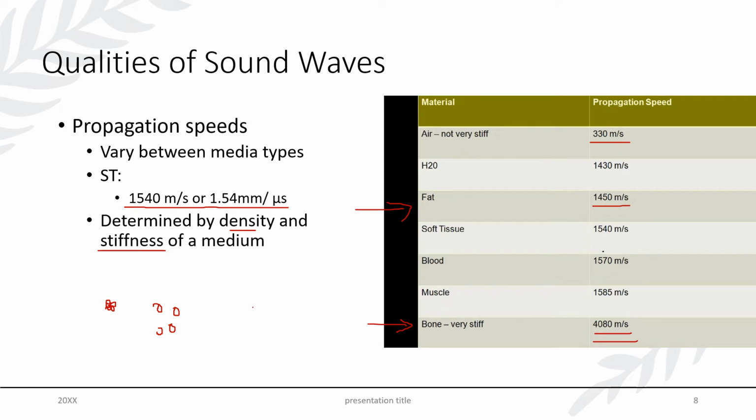And if we have even more loosely packed molecules, such as air or other gases, we're going to have even lower propagation speeds. So the propagation speeds are the speeds at which sound is traveling through a particular material. Any change in those propagation speeds will create an echo.